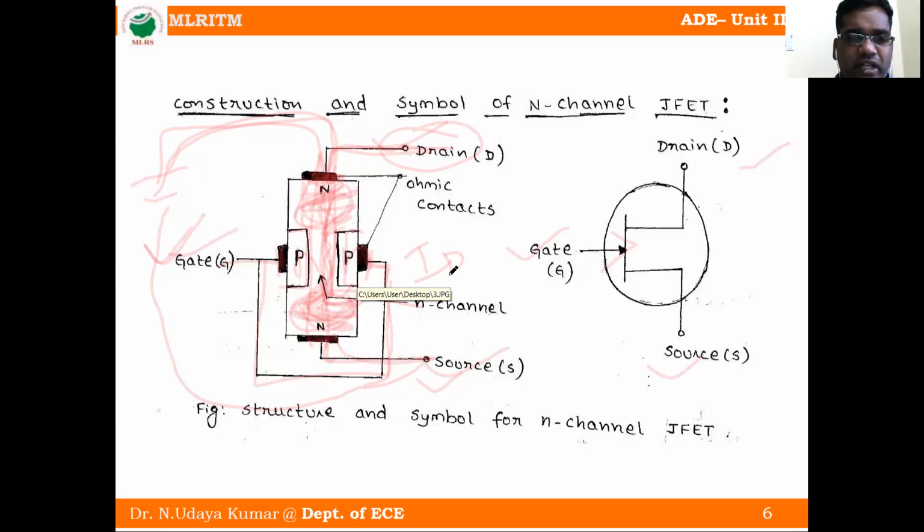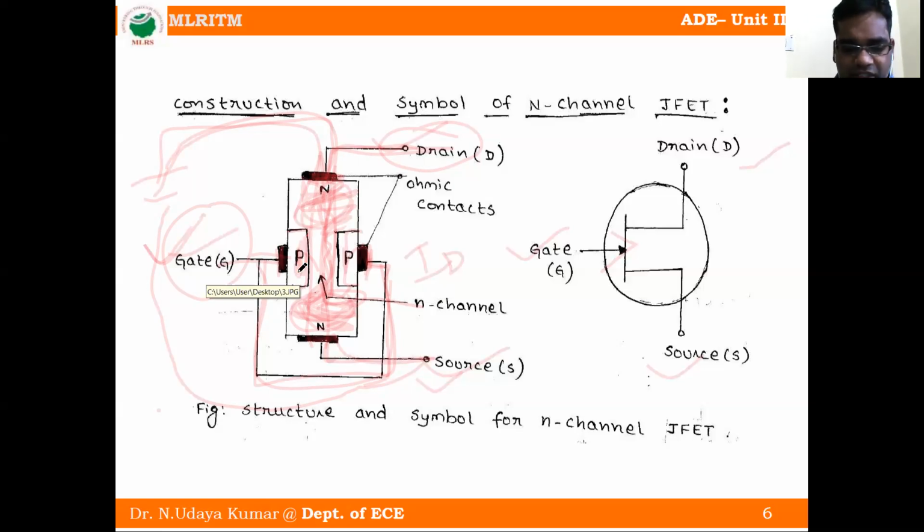Next, what is the other terminal? Gate. So this is the gate terminal. Both sides of these bars are shorted. The gate terminal is heavily doped P-type silicon. P-type silicon is diffused on both sides of the N-type silicon bar, by which PN junctions are formed. These layers are joined together and called the gate. So the gate is heavily doped P-type material.